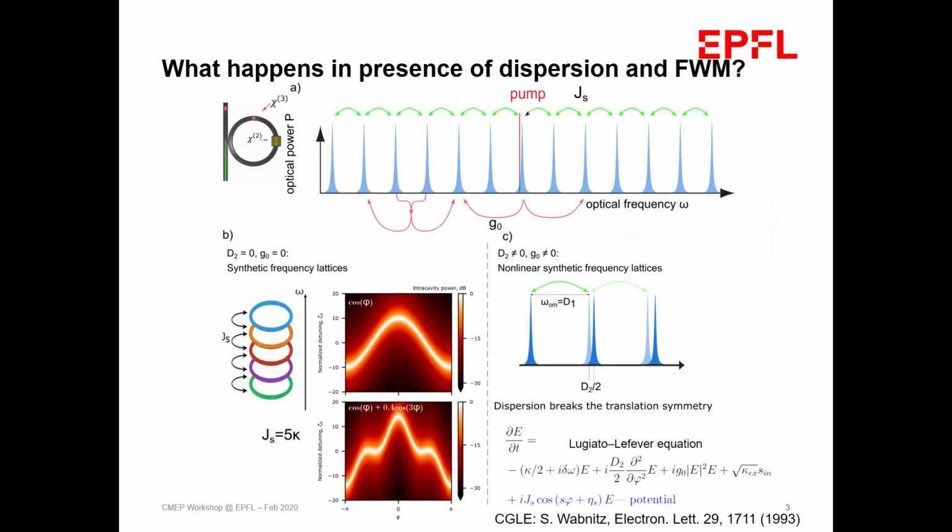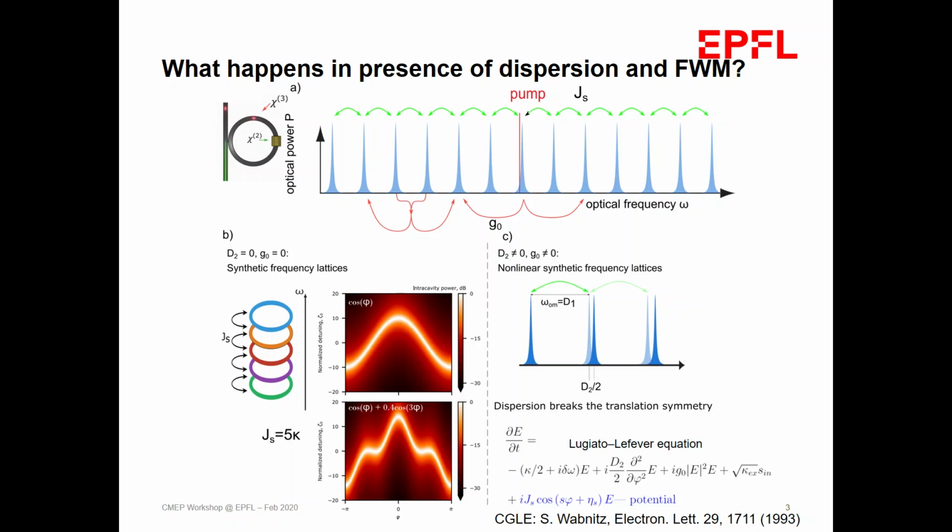What's going on if you have, first of all, dispersion? If you have dispersion, you no longer have a crystal, because you don't have translation symmetry in the frequency dimension. And what's going to happen if you have not only the nearest-neighbor coupling which appears due to modulation, but also a chi3 nonlinearity in your resonator? It means that you have four-wave mixing, which we can't control, in fact.